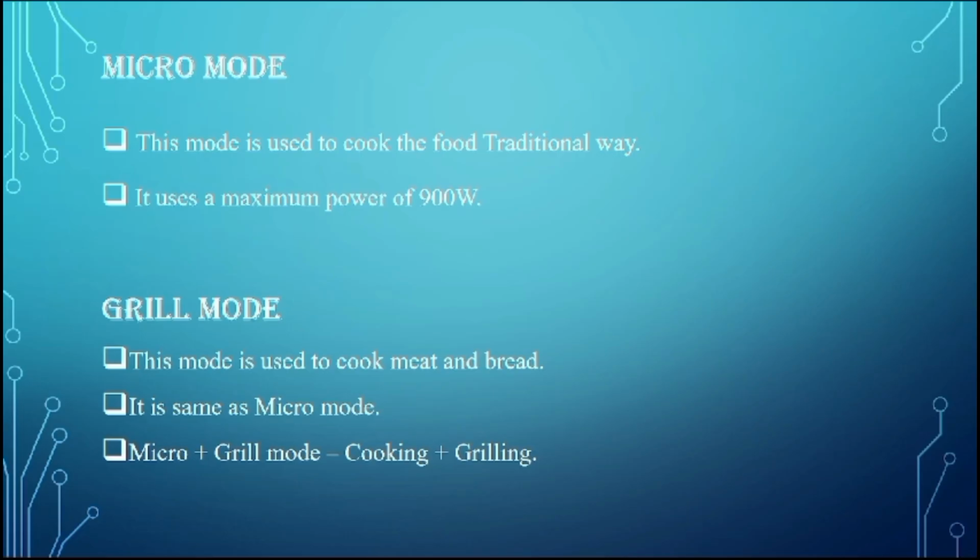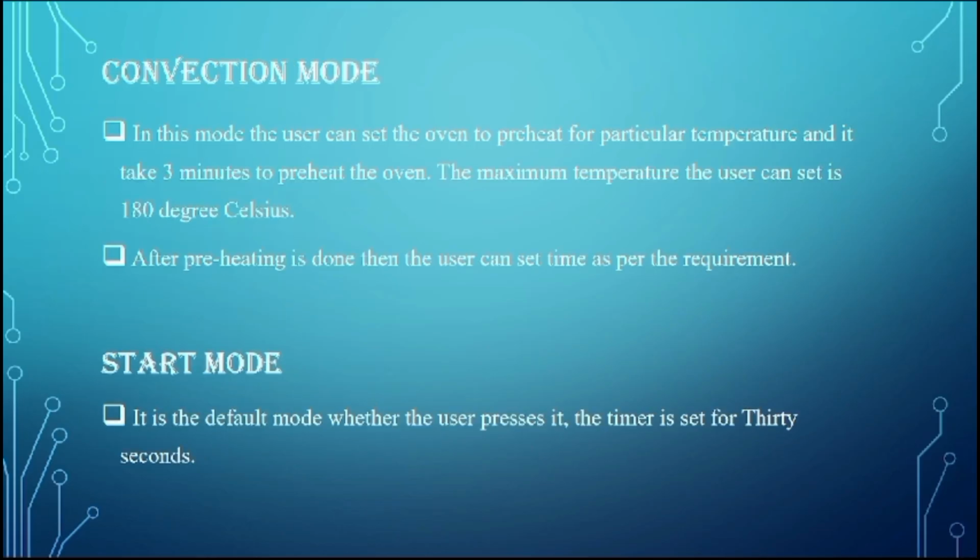The next mode is convection mode. In convection mode, the user can set the oven to preheat to a particular temperature. On pressing key 3 on the matrix keypad, convection mode is selected. The CLCD prompts the user to enter the cooking temperature. The start button clears the temperature and the hash button confirms the temperature. The oven starts preheating at the given temperature for 3 minutes. This is how convection mode works.